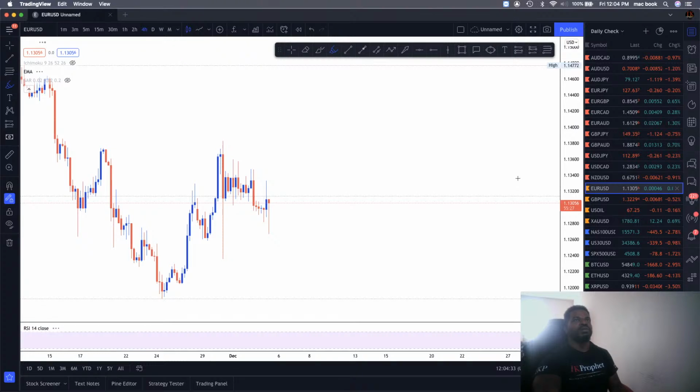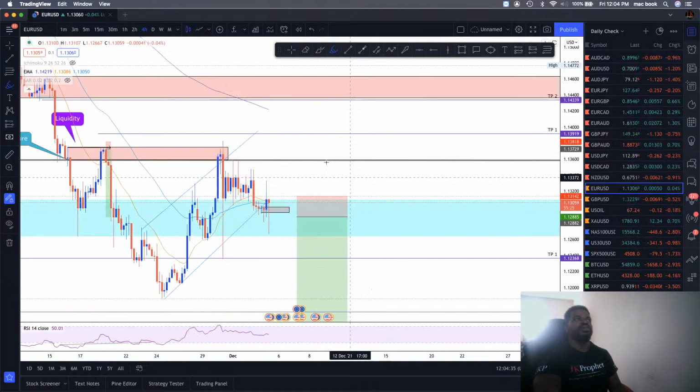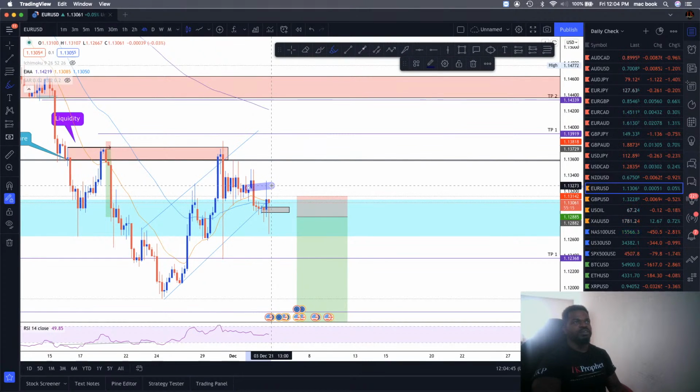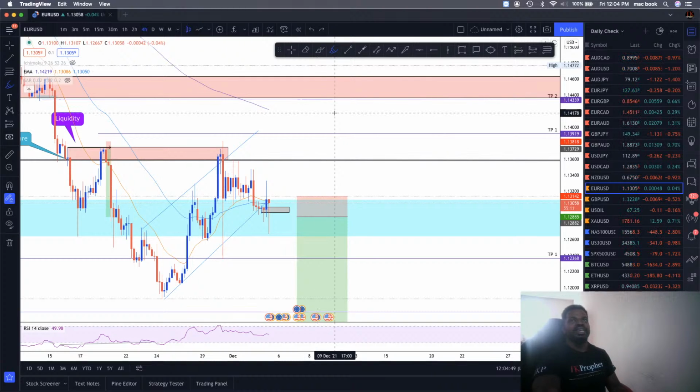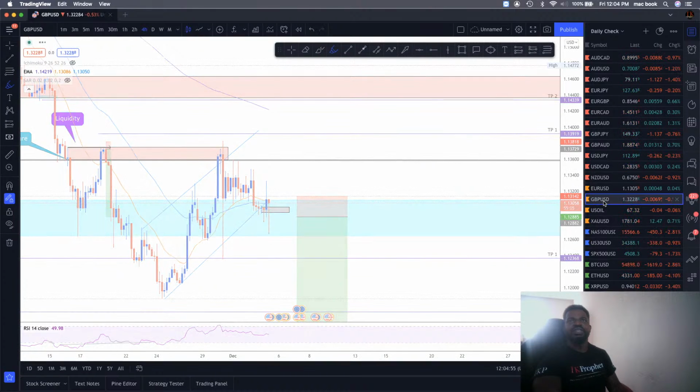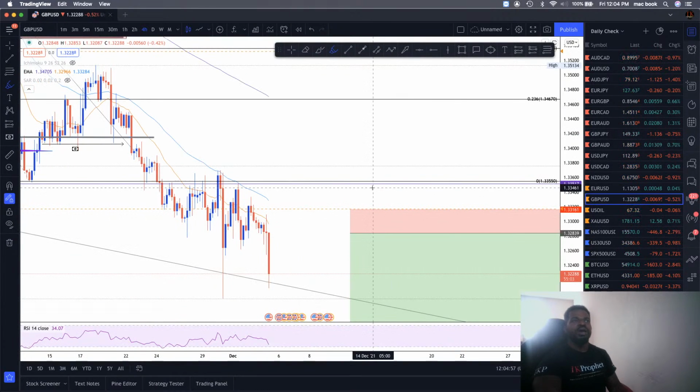Another trade setup that we sent out was Euro USD. On this trade setup, I lost this one and we re-entered. This wick stopped us out to retest the previous highs. So we just got back in on this trade and we are now in profit. Pound USD also played out perfectly.